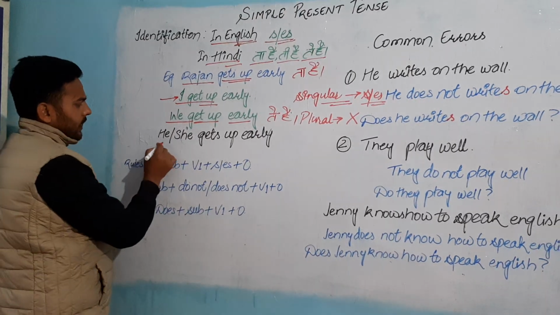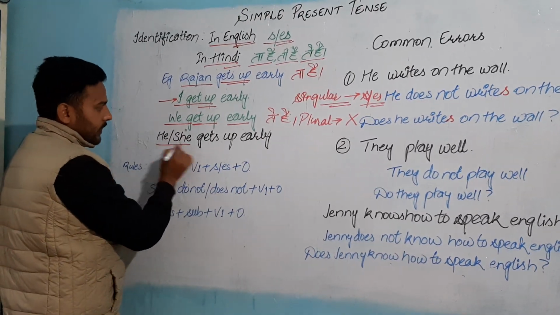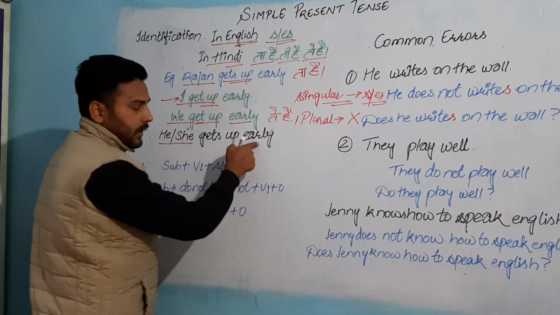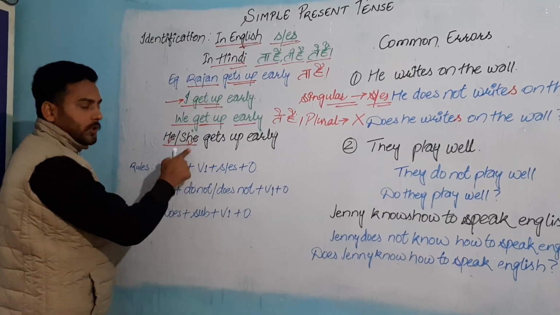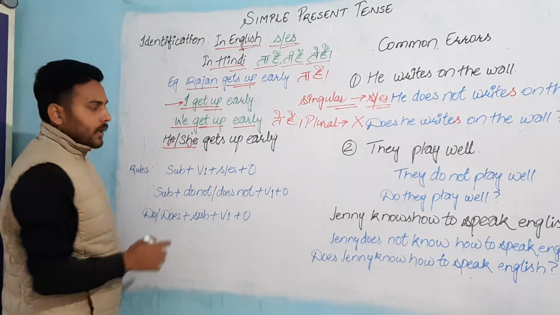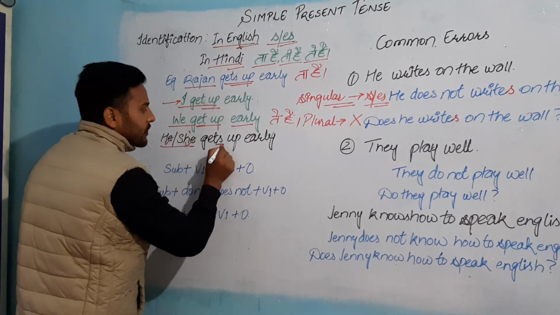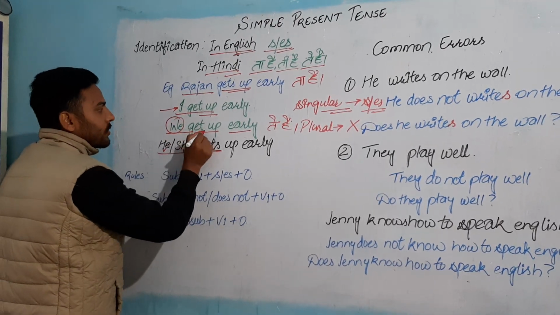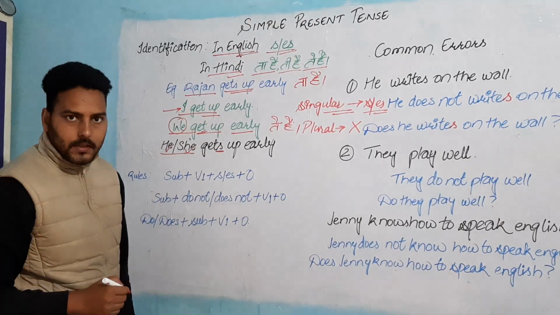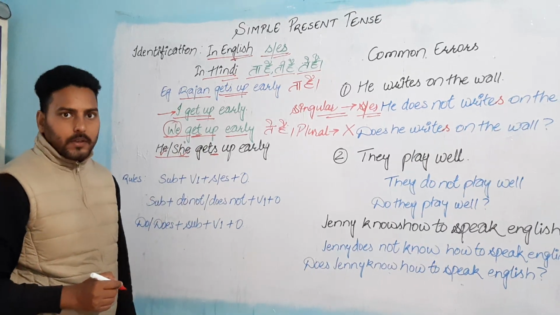Now look at here the next example. He gets up early. So here whether he or she, both are singular subjects. So with a singular subject we use S. With a plural subject we don't use S or ES. I hope you understood this point.